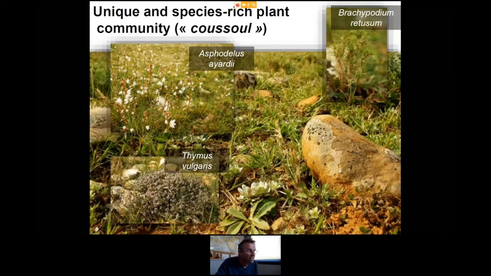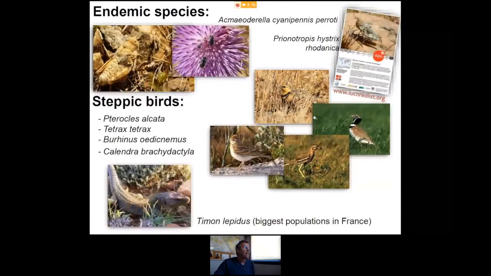And as you can see, it's very beautiful when you look at your foot, you can see that there are plenty of different species, mostly annual species. And of course, in this area we have endemic, very rare species, and it's a unique place in the world, for example for the Rhodanian cricket, for steppe birds, and also for the ocellated lizard, which shows its biggest population in France in this area. It's a very, very beautiful lizard.